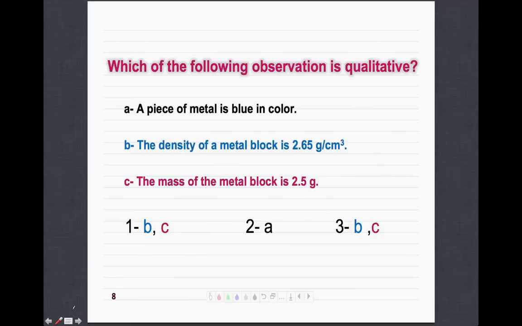So most of the class, about 94% of the class, answered 2. And the right answer: first, a piece of metal is blue in color. That's right, that's a qualitative. The density of a metal block is 2.65, that's quantitative. And the mass of the block is also quantitative. So the right answer is number 2.